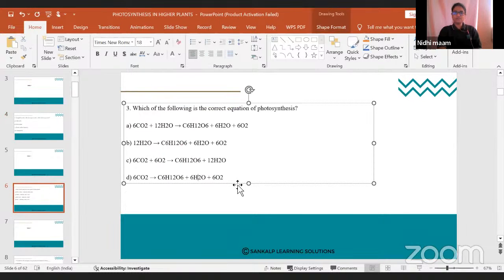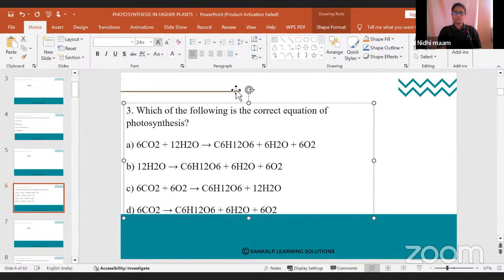Next question. Which of the following is the correct equation of photosynthesis? Do refer the reactions given below. Which of the following is the correct equation of photosynthesis? Okay, so refer to the options and let me know the answer.